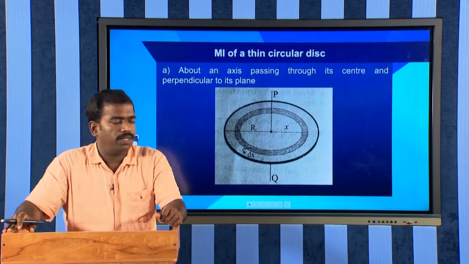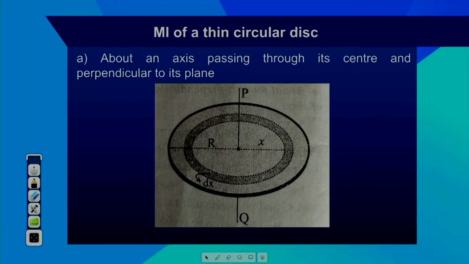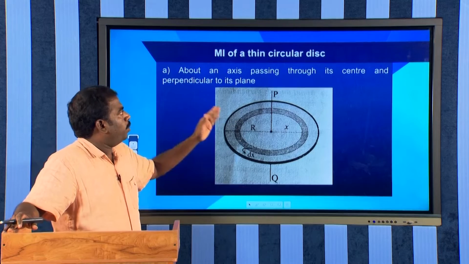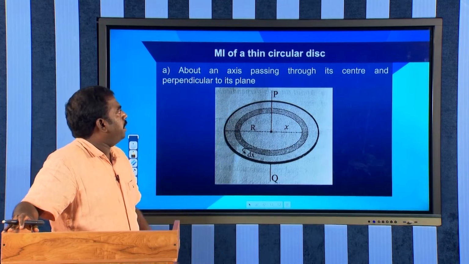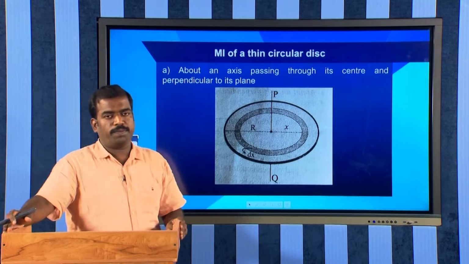So, next we will find out the moment of inertia of a circular disc. So, you can understand the difference between ring and disc. In the case of the disc, the mass is uniformly distributed over the surface. So, this is a disc and we are just considering the moment of inertia of this thin circular disc about an axis passing through its center and perpendicular to its plane.